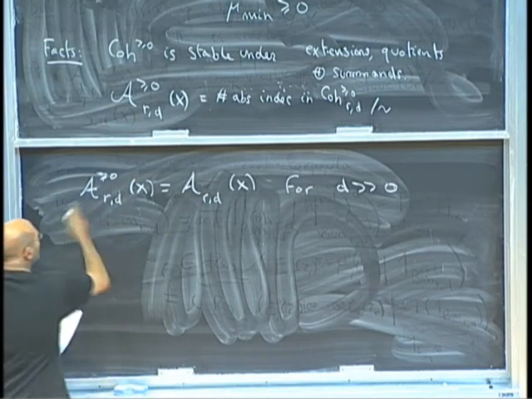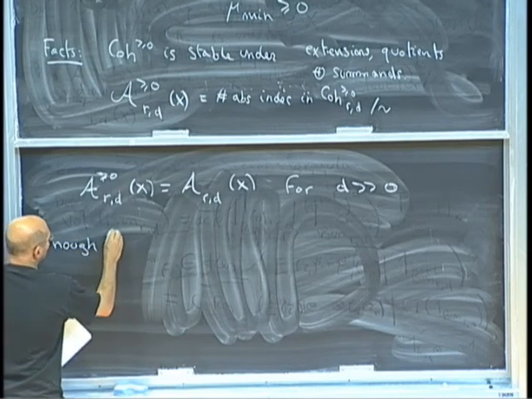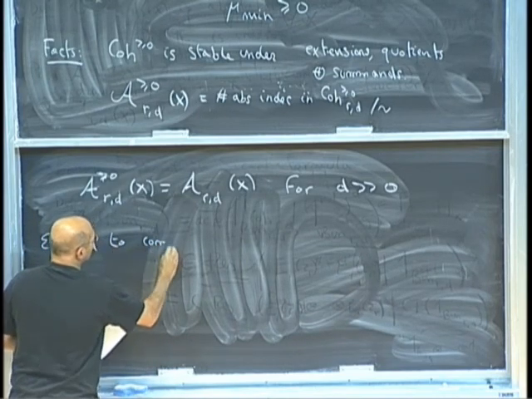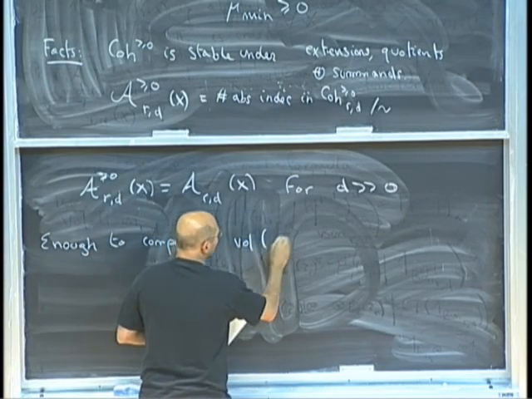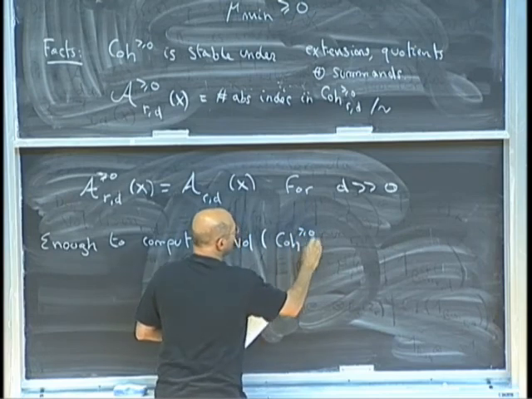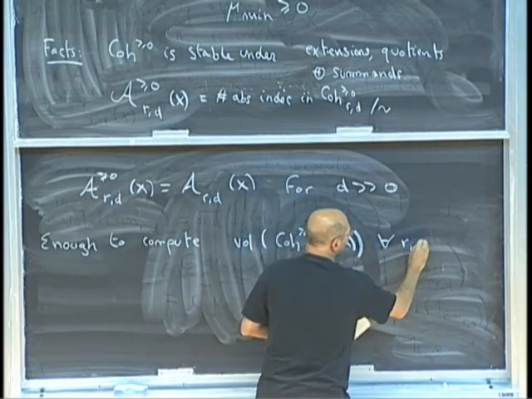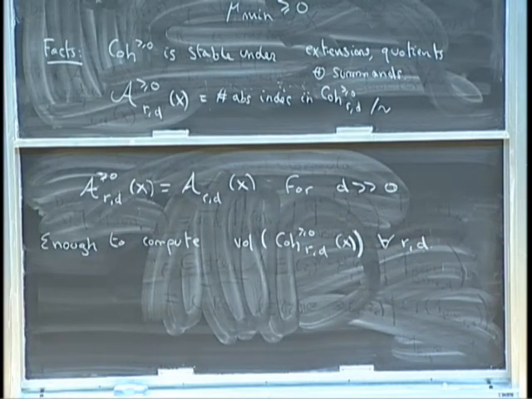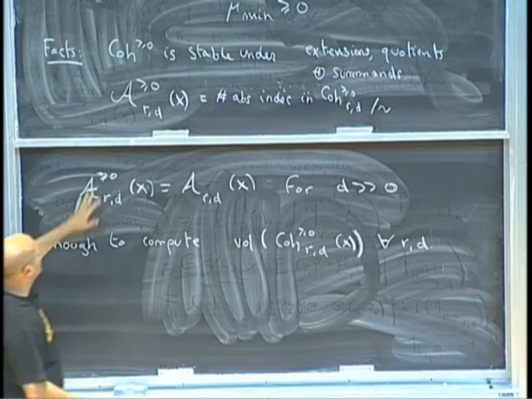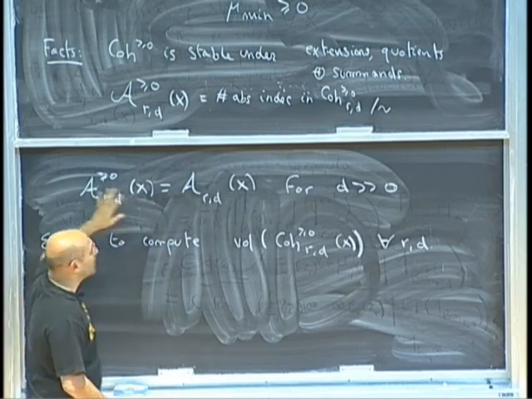Okay, so it's enough to compute these things, and therefore it's enough, I'm being a bit quick here, it's enough to compute the volume of Coh_{≥0,R,D}(X) for any R, D. And then you can use this recursion that I'm mentioning a bit quickly here, and you will get A_{≥0,R,D}, and then you can extract out of this A_{R,D} essentially by taking a residue.